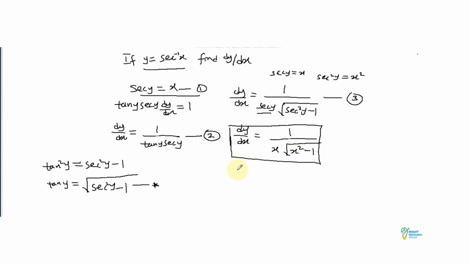This is your dy/dx for sec inverse of x. You could also write it as d/dx of sec inverse of x, which is equal to 1 all over x square root of x squared minus 1.